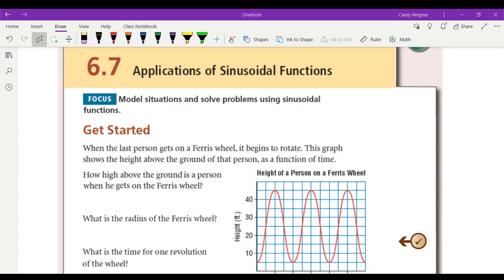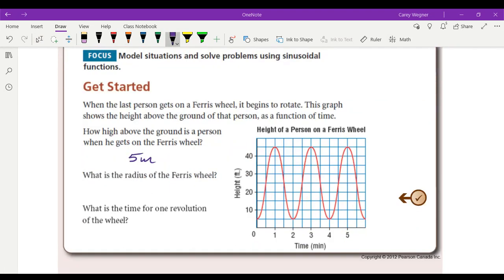Now, why don't you pull out your workbook and have a look at the Get Started question from section 6.7. And once you finish this question, you can restart the video and have a look at the answers.